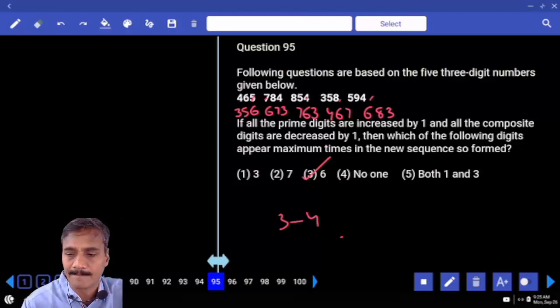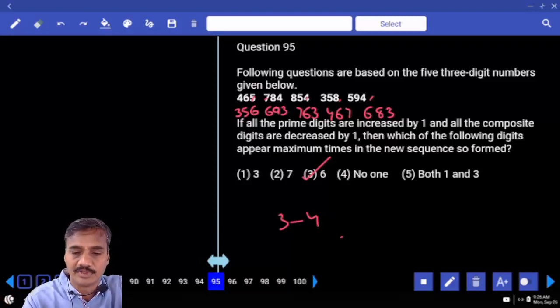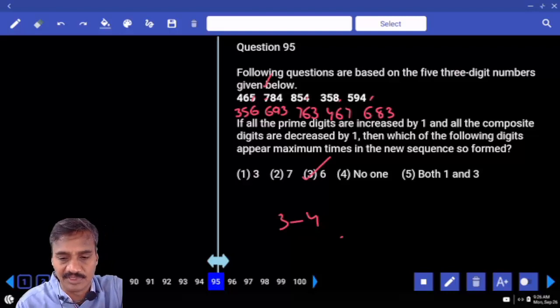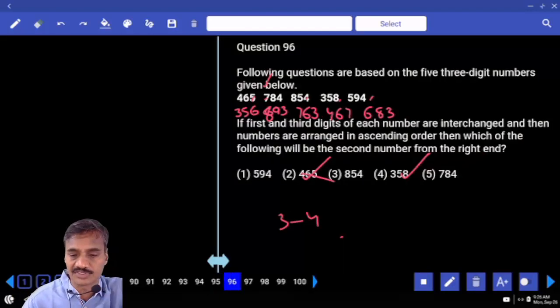సెకండ్ వన్ నో 7 ప్రైమ్ కాబట్టి 6, 8 కాబట్టి దిస్ వుడ్ బి నో సెకండ్ వన్. 7 is a prime number increased by 1, so this would be 8. Okay, and if it is 8, then how many we have? And there are 6, ఎన్నిసార్లు వచ్చింది? 4 times, 3 again 4 times, both 1 and 3, choice 5. 95 సరిపోయిందా? Then next 96.